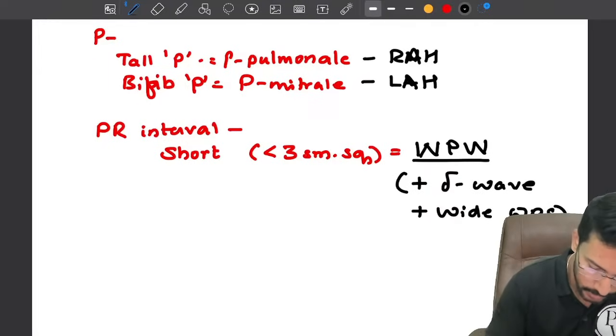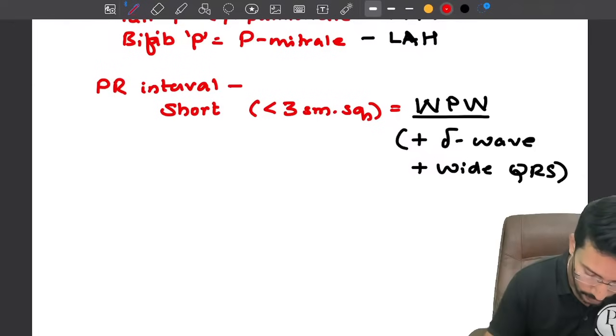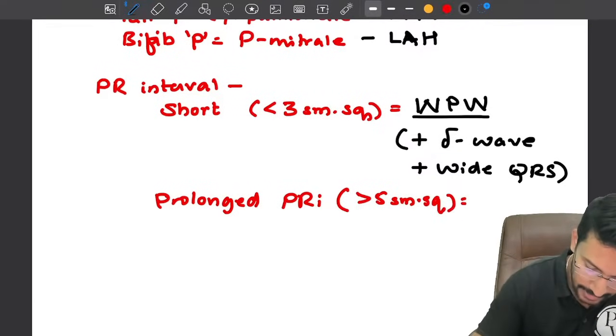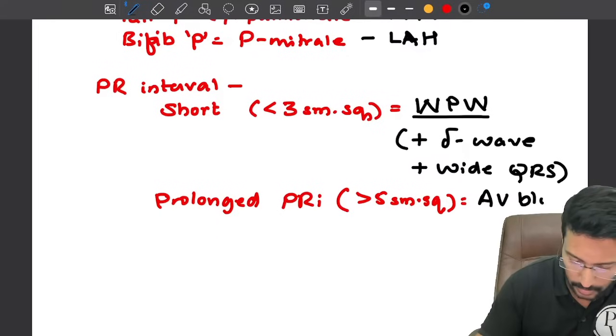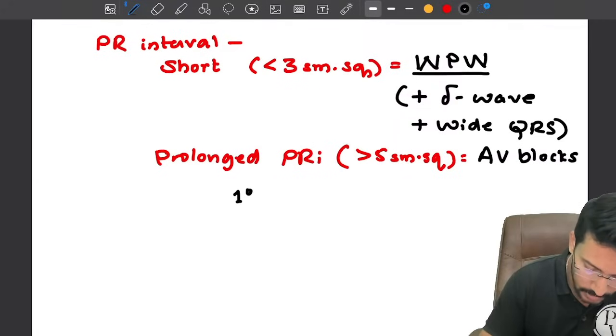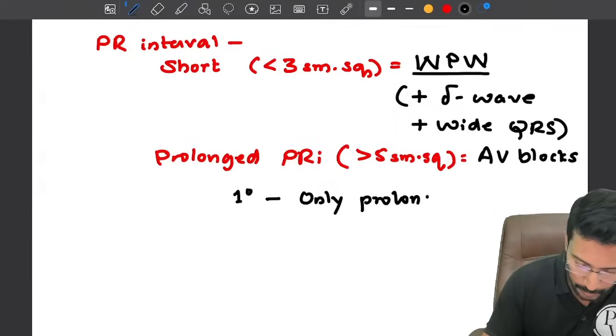Okay. Then where do we have a prolonged PR interval? Prolonged PR interval means more than 5 small squares. We typically see that in AV blocks, right? AV blocks, a repeatedly asked MCQ. So in first degree AV block, there is only a prolonged PR interval. There will be no missed QRSs.